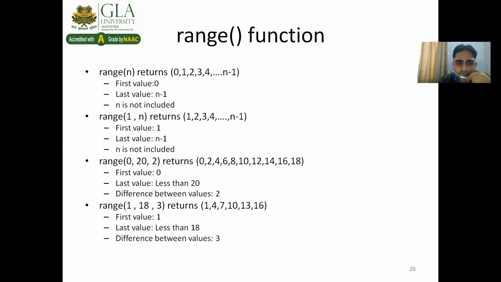The same as that. And if you are going for range 0, comma 20, comma 2, it means you have to start from 0, you have to end before reaching 20, and you have to jump by 2 each time. So you will be getting 0, 2, 4, 6, 8, 10, and so on up to 18. In the same manner, if you are giving 1, 18, 3, it means it will start from 1, it will jump by 3, and it will not go beyond 18. So the last value will be 16 in this case.